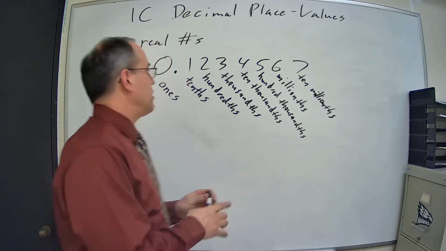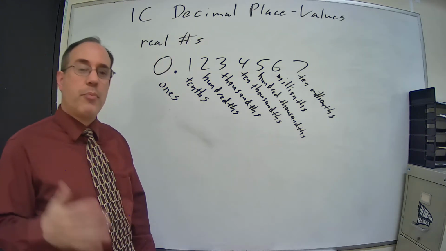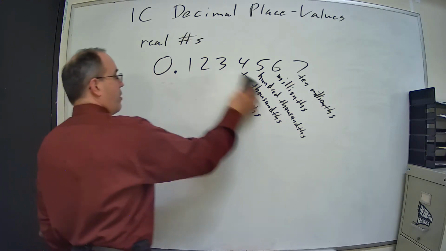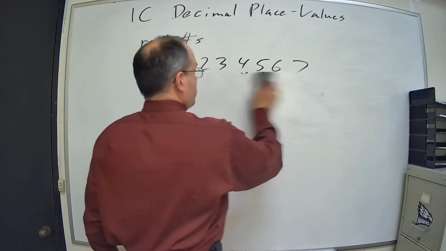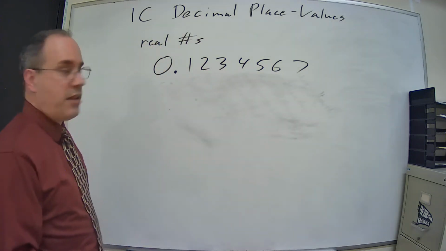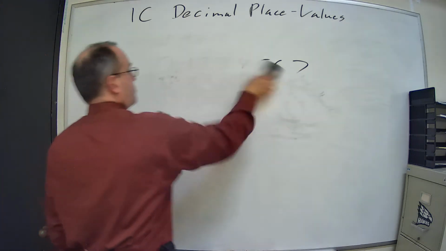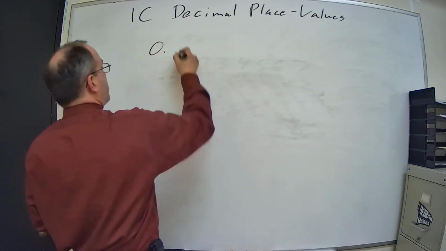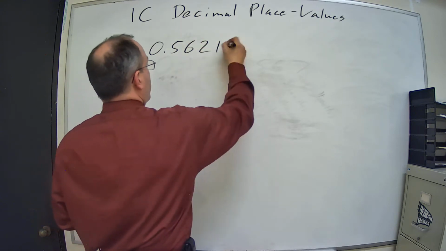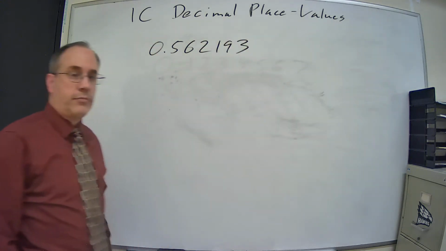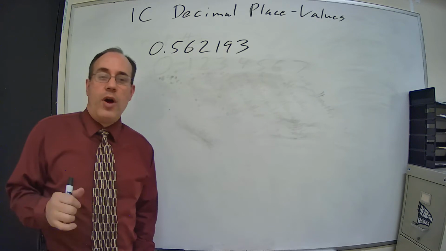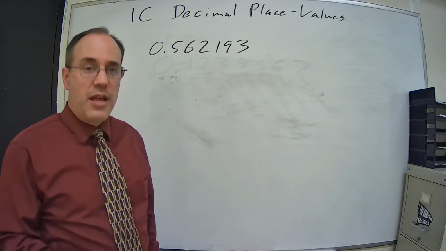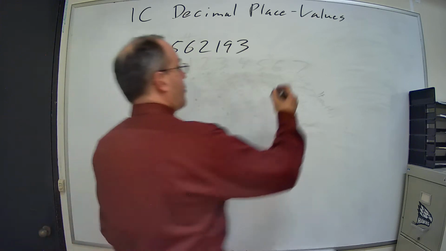In fact, let's put a number up here and determine the place value of a certain digit, or the opposite, determine what digit is in a place value. So let's say I have 0.562193. And I want to know what number is in the thousandths place. The thousandths. Let me write that down.